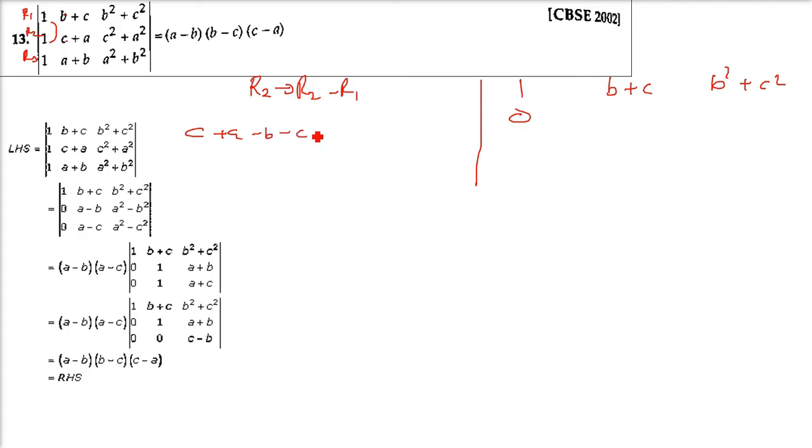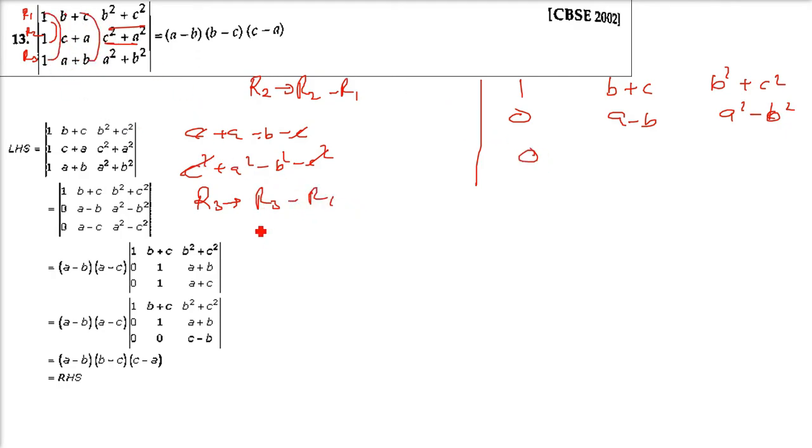So we get 1 minus 1 is 0, C plus A minus B minus C is A minus B, C square plus A square minus B square minus C square, this C square gets cancelled, you get A square minus B square, A square minus B square here. Okay. Now row 3 change, row 3 minus row 1, because row 2 already we have changed, so we cannot take row 2. So row 3 minus row 1 has to be there. 1 minus 1 is 0, this A plus B minus B minus C will give you A minus C, then A square plus B square minus C square, you get A square minus C square.